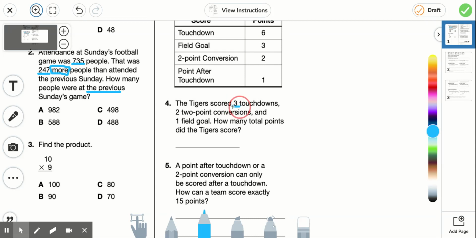The Tigers scored 3 touchdowns, 2 2-point conversions, and 1 field goal, which, fun fact, 2 2-point conversions would never happen in one football game, at least as far as I know. How many total points did they score?